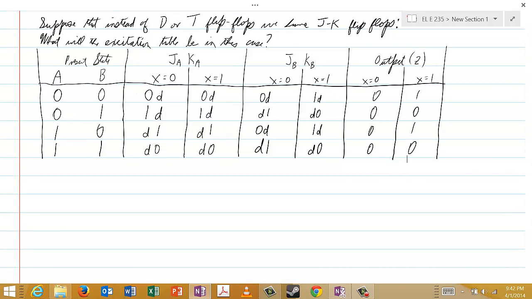And now, just as we did before, the final step before we can go ahead and draw our circuit is to find functional expressions for our excitations and our output in terms of the states and the input. So in other words, we want to find JA, KA, JB, KB, and Z, all 5 of those, as functions of X, A, and B. So let's get started with this.